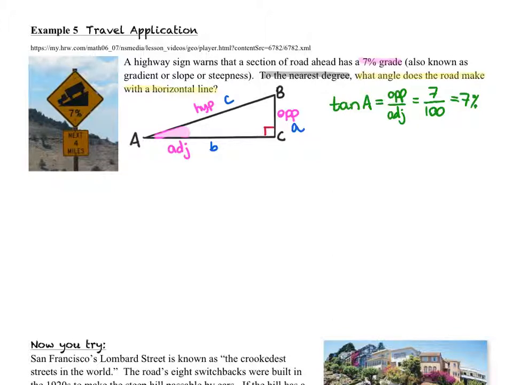So we can use that information, though, and our inverse tangent to find the measure of angle A, which is the angle that the road makes with the horizontal line. So if the tangent of angle A is 0.07, and we take the inverse tangent of both sides, then on the left-hand side, we're going to have the measure of angle A, which is what we're looking for. And on the right-hand side, we've got a little bit of calculator work to do, but we end up with 4 degrees. So a grade of 7% results in an angle of 4 degrees. It's kind of like two different ways of measuring the same thing.